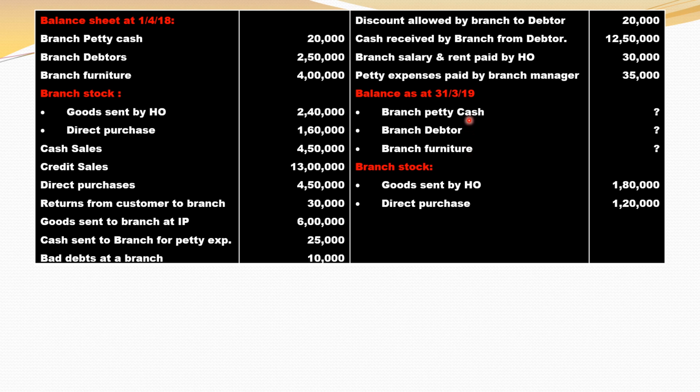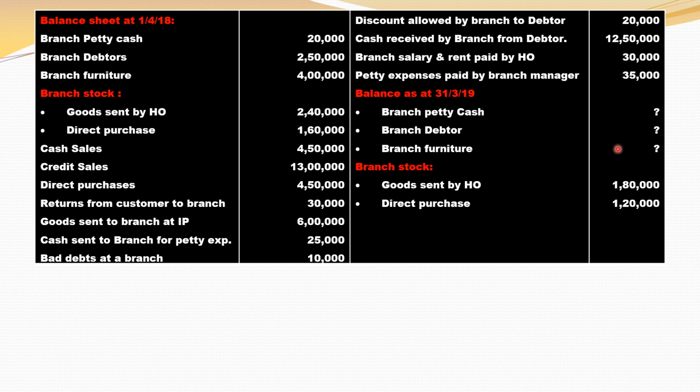So students, how to find closing petty cash? See students, at the beginning you had 20,000 in your hand, plus you received 25,000 for petty expenses from the head office. 20,000 you had, 25,000 you received, totally it's 45,000 minus petty expenses paid 35,000. So it's 45,000 minus 35,000, you get 10,000. So 10,000 will be the closing petty cash.